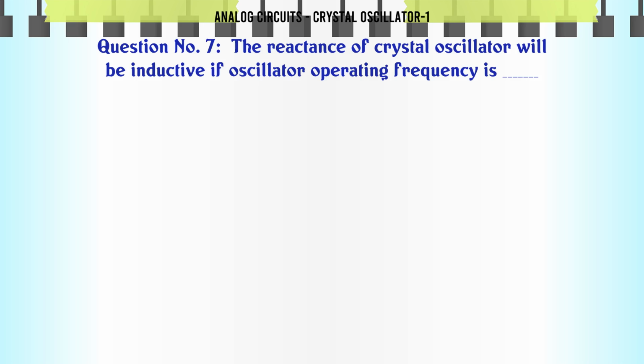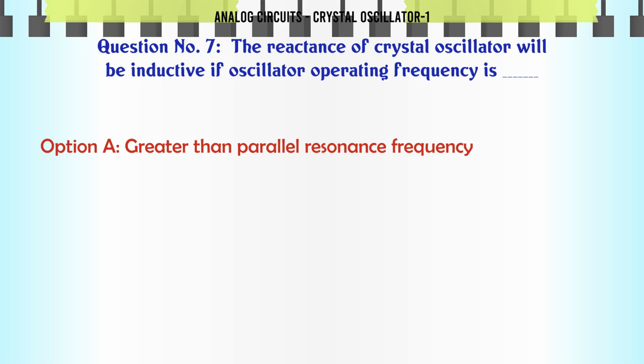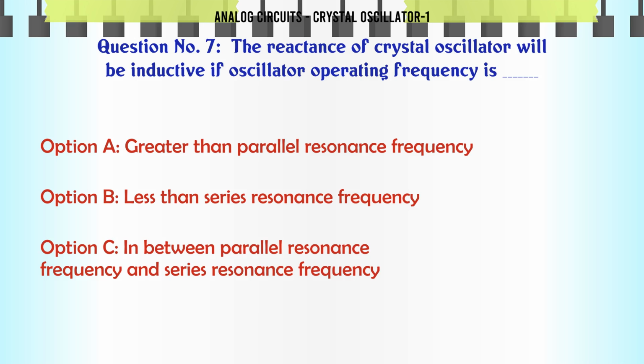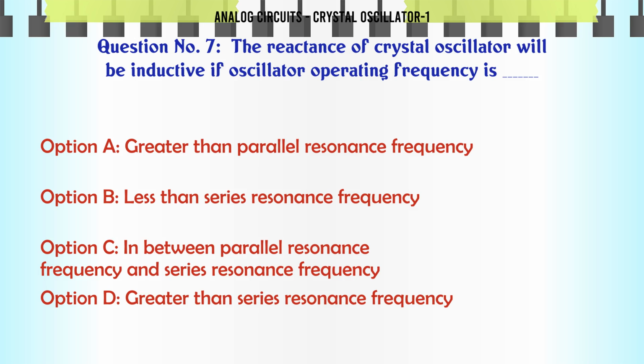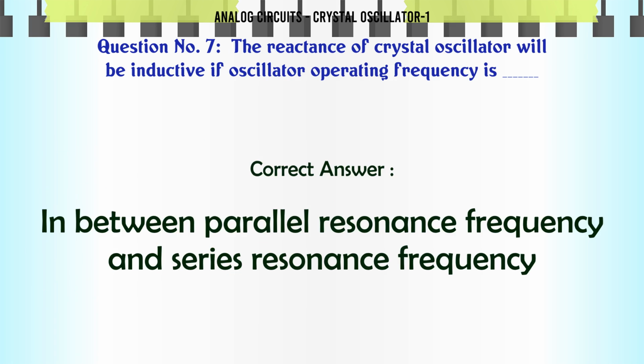The reactance of a crystal oscillator will be inductive if the oscillator operating frequency is A greater than parallel resonance frequency, B less than series resonance frequency, C in between parallel resonance frequency and series resonance frequency, D greater than series resonance frequency. The correct answer is in between parallel resonance frequency and series resonance frequency.